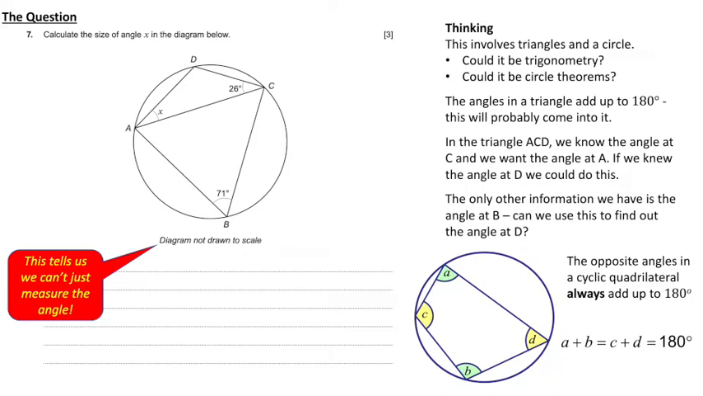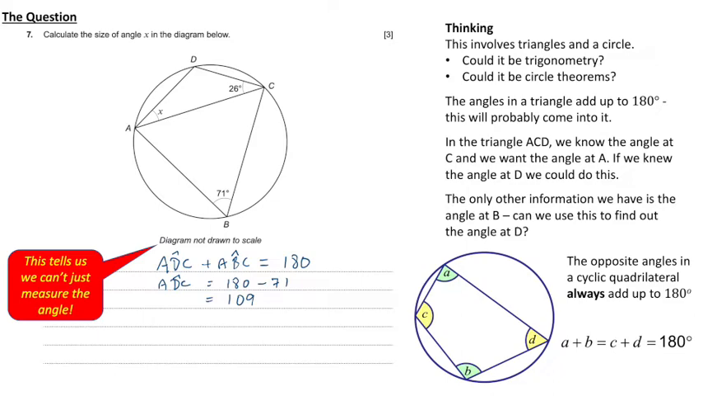So using that, because we've got a cyclic quadrilateral here going A, B, C, D, then the angle at D, ADC, plus the angle at B, ABC, must add up to 180. That means that ADC is 180 take away ABC, which is the same as saying 180 take away 71 degrees. And if we do that sum, we get 109.